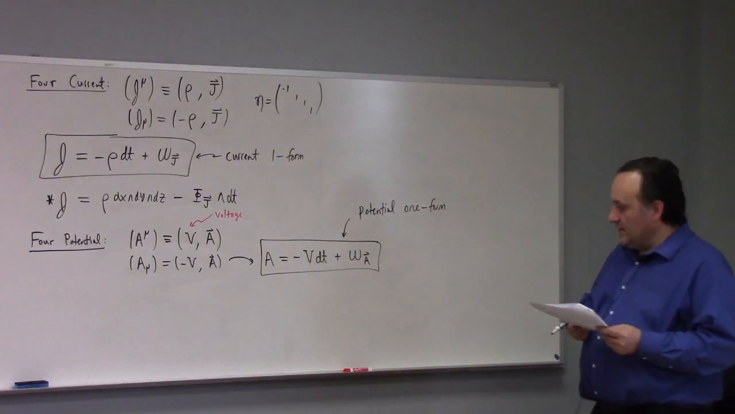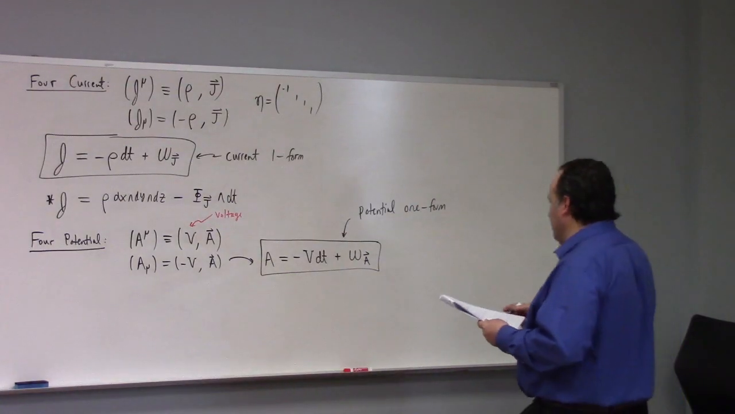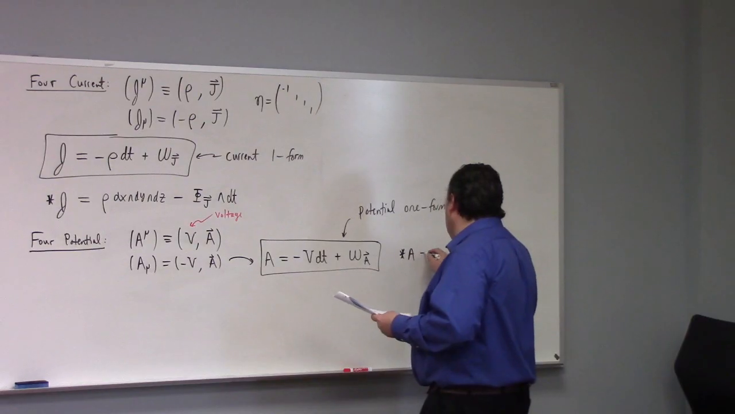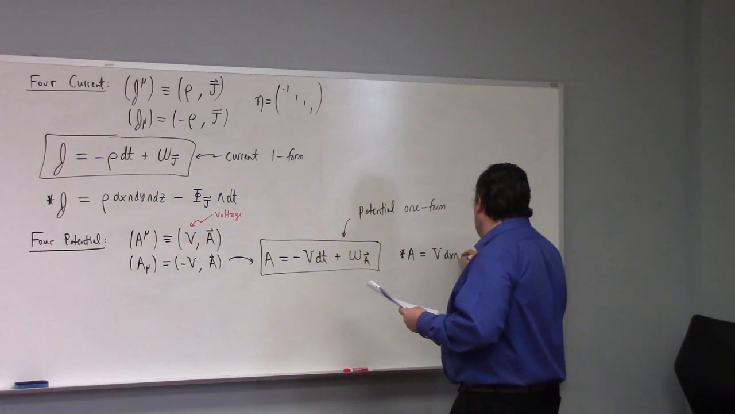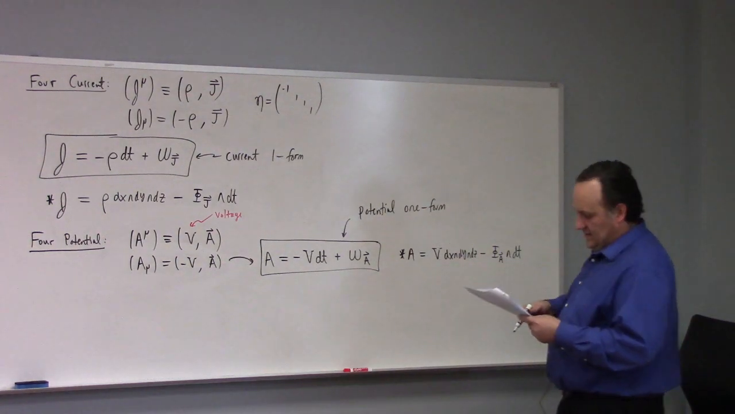All right. And if we wanted to, we could calculate the Hodge dual of this. I don't know if it really matters or not, but the Hodge dual of A would be V dx wedge dy wedge dz minus the flux form of A wedge dt. Again, I don't really know if that matters or not, but yeah.